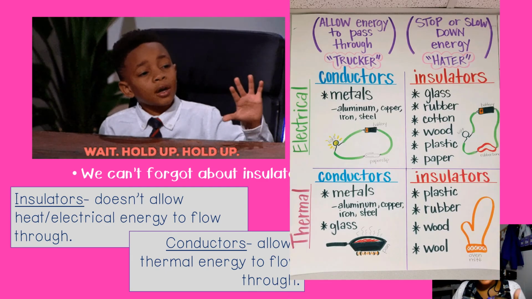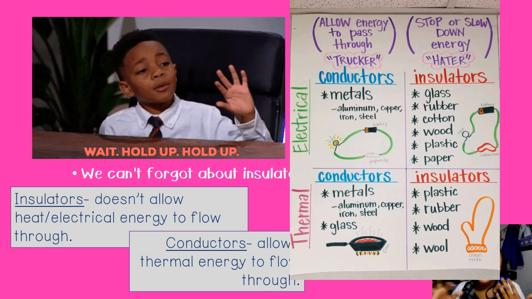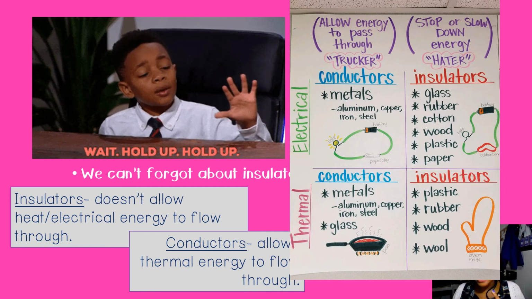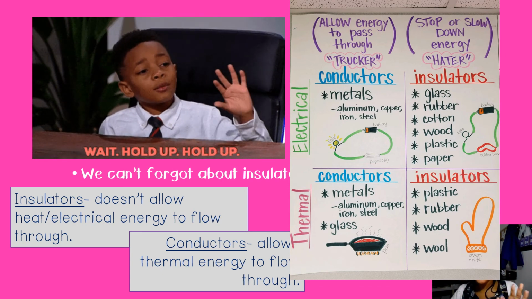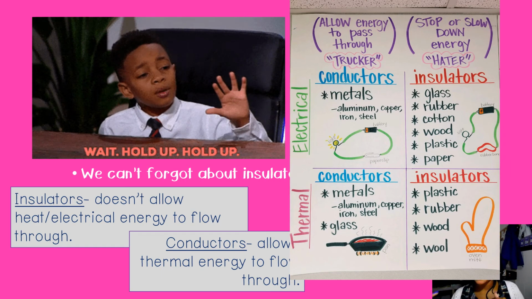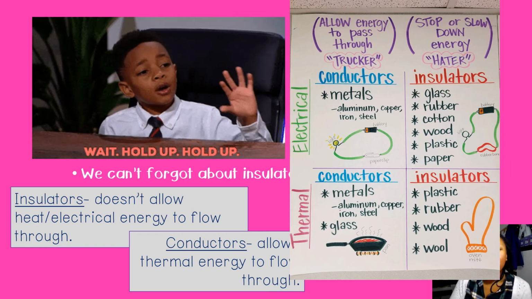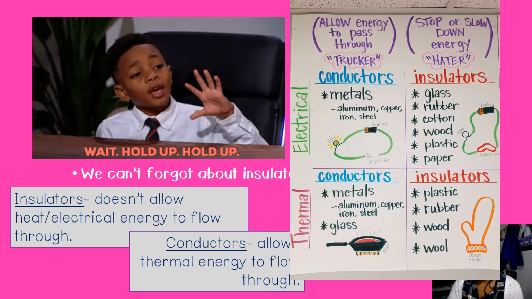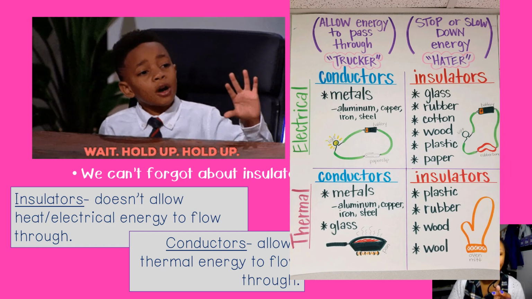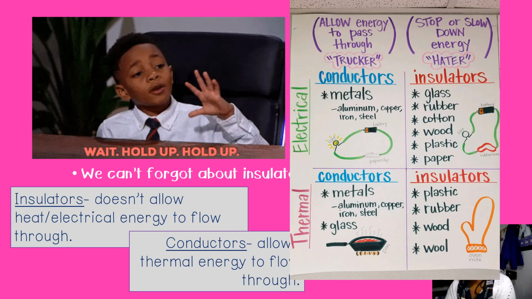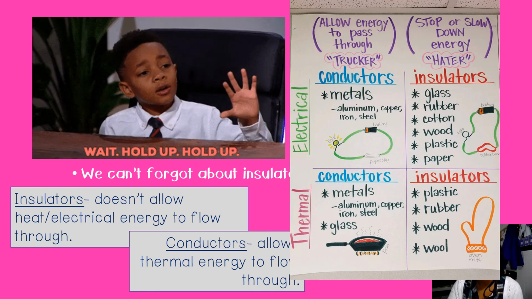If we look at our picture, we can see that conductors allow energy to pass through. They're the truckers, and insulators either stop or slow that energy down. They're the haters. I want us to look at the picture and note what you notice about what items are conductors and what items are insulators, what items are electrical and thermal. Let's look at it.